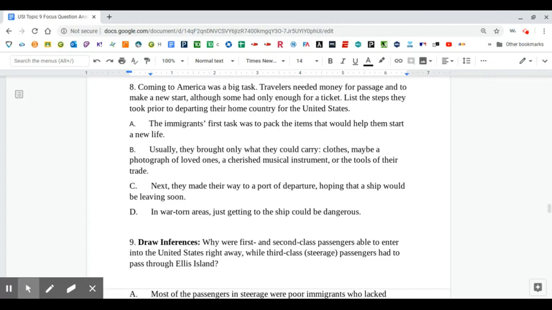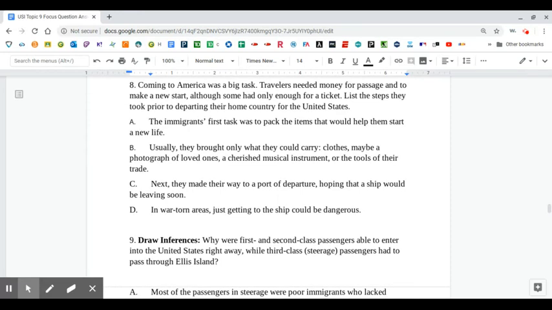Coming to America was a big task. Travelers needed money for passage and to make a new start. Although some had only enough for a ticket, list the steps they took prior to departing their home nation for the United States. First thing they had to do was to sell off their excess items because they certainly could not bring everything with them. Pack whatever they could. Usually they brought only what they could carry: clothes, maybe some photographs of loved ones, a cherished musical instrument, or tools of their trade. Next, they made their way to a port of departure, hoping that ship would be leaving in an expedient fashion. In a war-torn area, one that might be going through a revolution or war, just getting to the ship could be a very dangerous process.